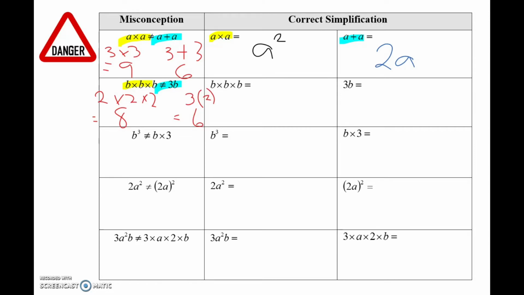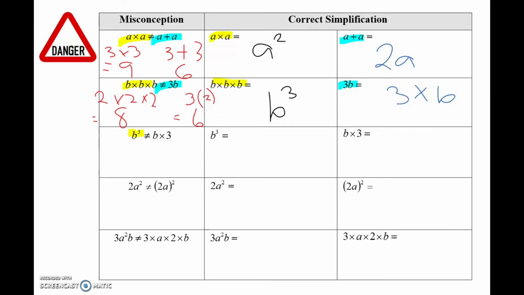So the correct simplification for this algebraic notation, B times B times B, is equal to B to the power of 3. And the correct simplification of 3B is actually 3 times B. Next, let us take a look at the third misconception.